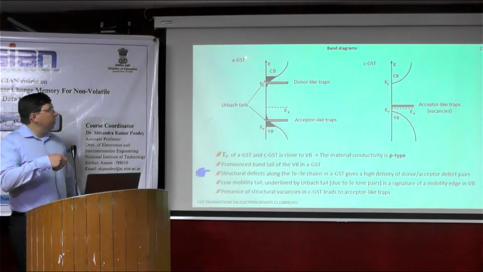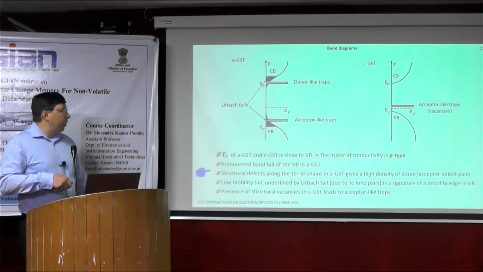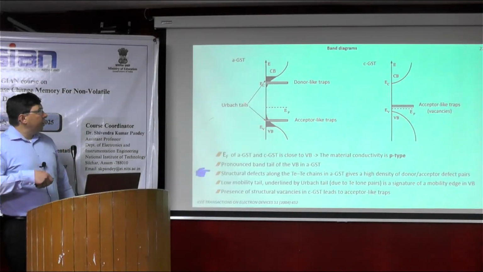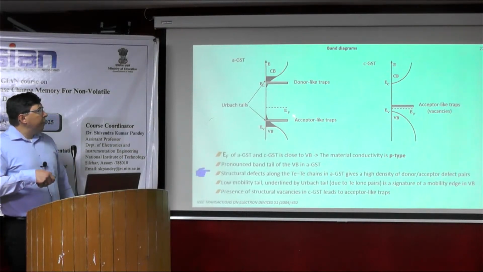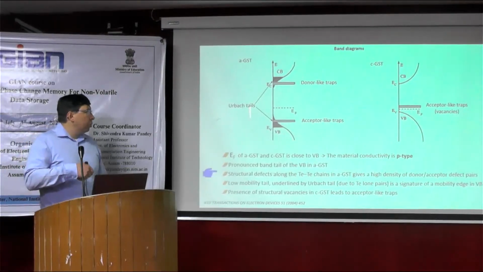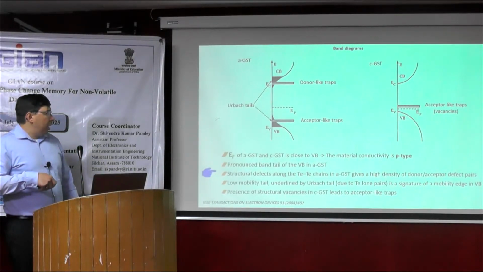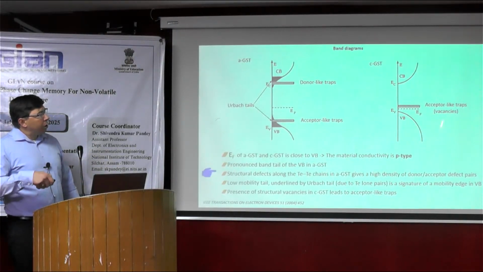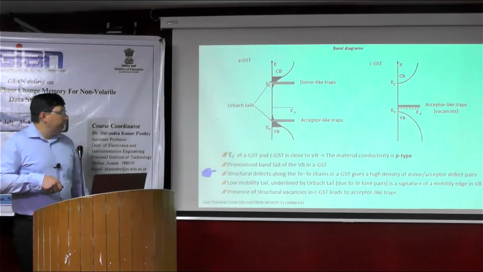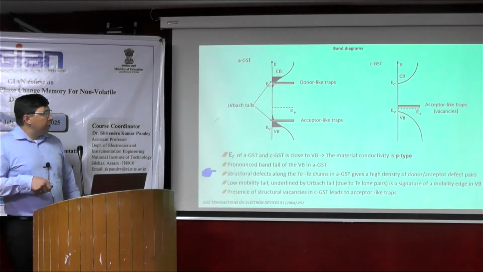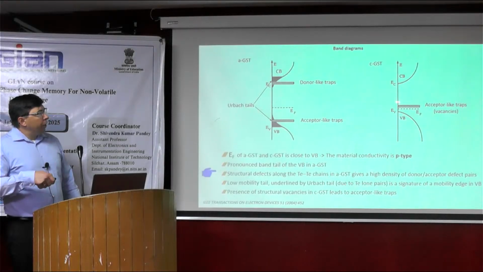In amorphous GST, it was also found that structural defects along tellurium chains give a high density of donor and acceptor-like traps, so you can dope this material. And the presence of structural vacancies, which we will consider later today when we discuss the structure, in crystalline GST leads to acceptor-like traps. This is because of vacancies.